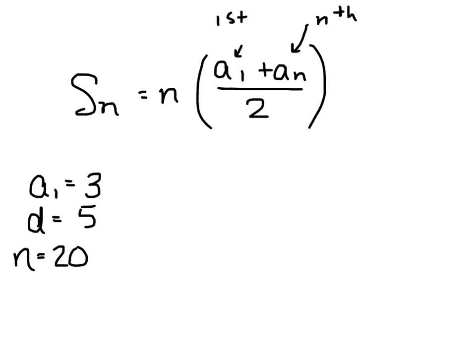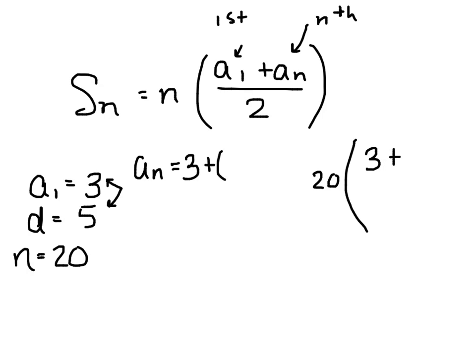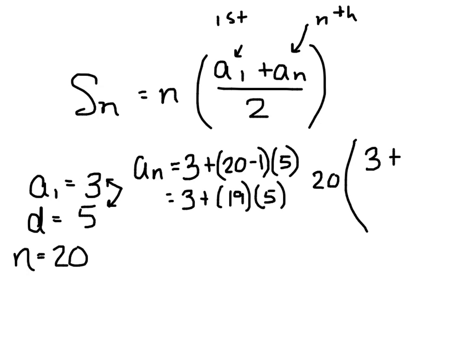Now, 20 is going to go in for n because that's how many we're going to sum. 3 is going to go in for the first term. Now, the only thing we don't know is what the 20th term is. But given this information right here, we could actually find that. So A1 was 3 plus n, which is 20, minus 1 times 5. So again, 3 plus 19 times 5, so you had 19 times 5, which is 95, plus 3 is 98.